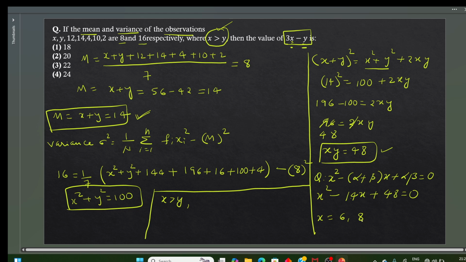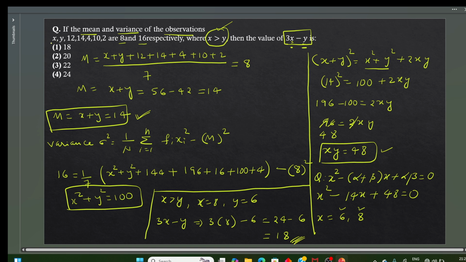X is greater than Y means here X is equal to 8, Y is equal to 6. Now simplify this in the equation. 3x minus y is equal to 3 times 8 minus 6, which is 24 minus 6. What is the answer? 24 minus 6 is 18. That is the answer.